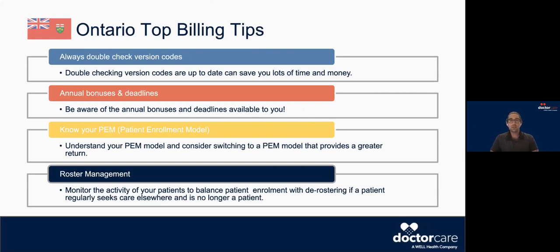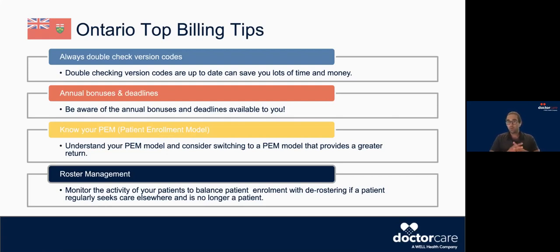The second tip here is to make sure you are aware of the annual bonuses and deadlines, right? So physicians should be aware of the annual bonuses and incentives available to them. So if you're a family doctor, it depends on your patient enrollment model. But there can be up to $20,000, $30,000 of additional revenue you can make from those bonuses. If you're not familiar with that, please reach out. We'd be happy to get into the details.